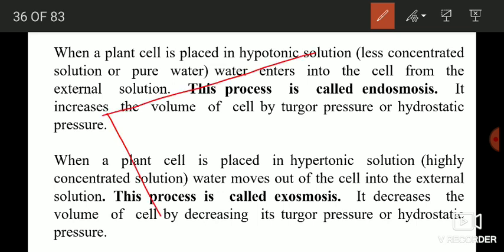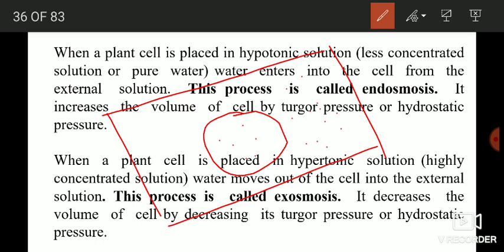When you are going to place a plant cell in a hypertonic solution, highly concentrated solution, here the concentration of salt is higher as compared to here. So obviously a water potential gradient exists. Water potential is higher in the cell because there is less solute, and here you have more solute, and this leads to low water potential. So water will move from the inner side of the cell to the outer side of the cell, from higher water potential to lower water potential.